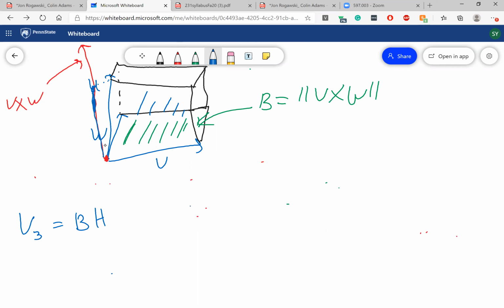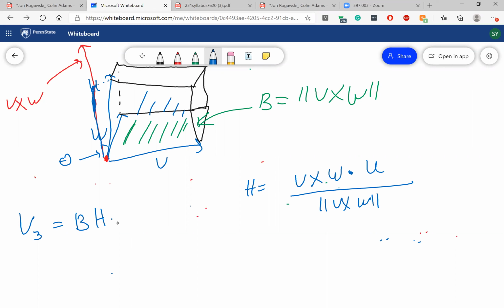So how can we do that? Here's our angle, and we can say that our height is going to be equal to V cross W dotted with U over the magnitude of V cross W. So this is just a projection of U onto V cross W.